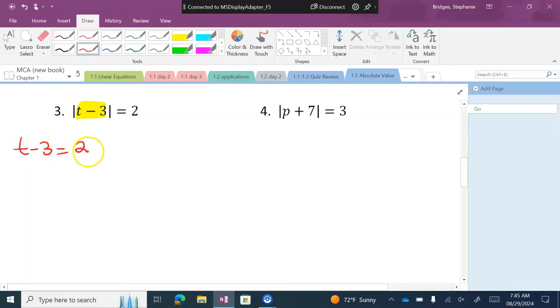We're going to keep the stuff inside the absolute value exactly the same. We're going to set it equal to 2, but then we always have to set up our second equation, because what else can it be equal to? Negative 2. So the second equation is t minus 3 equals negative 2. It's always set equal to the number they give you, as long as it's positive, and then the opposite of that. Then you solve each one of those, and that should give you your solutions. And you can always plug it back in to make sure it works.